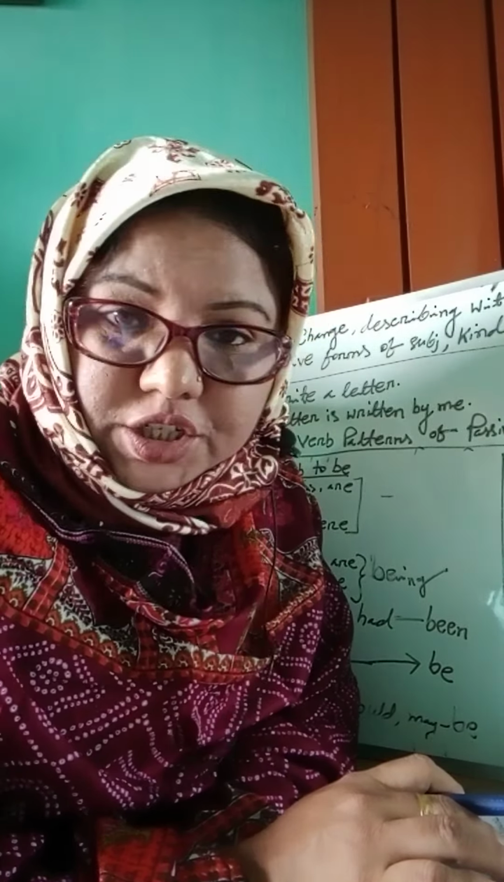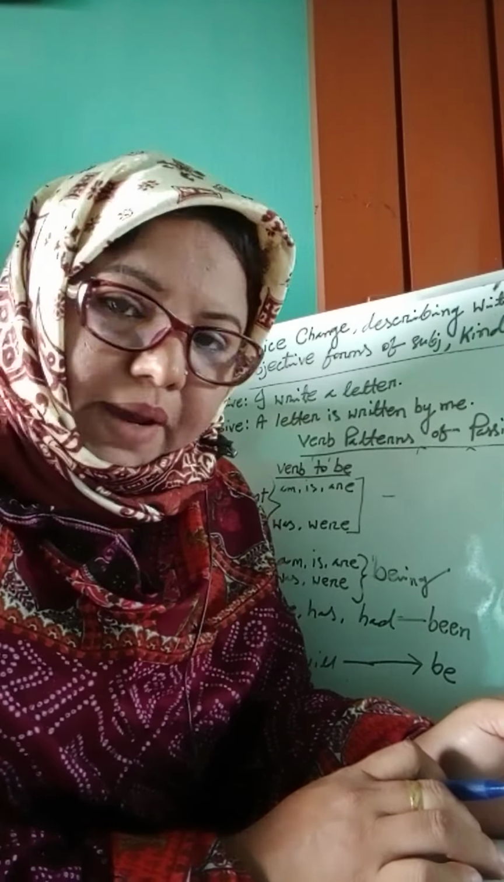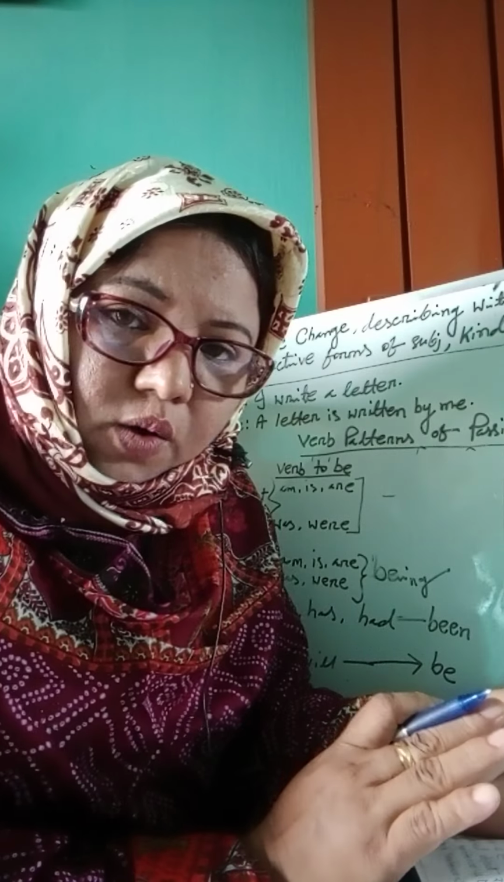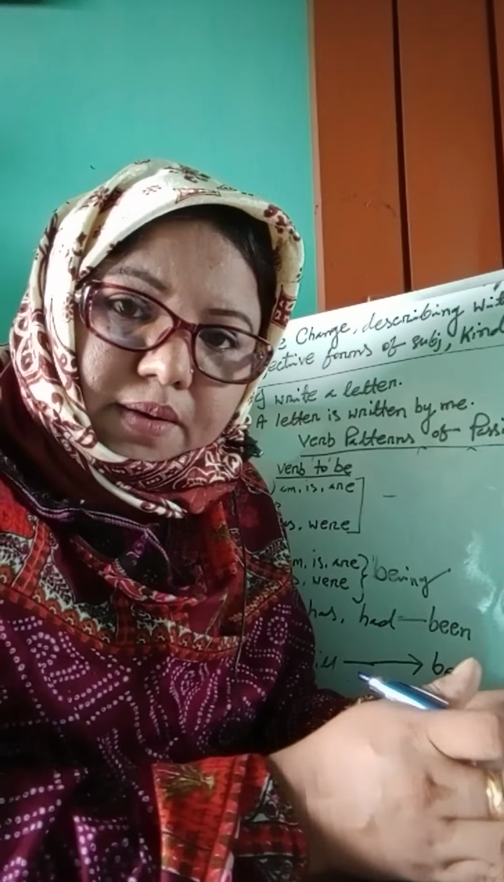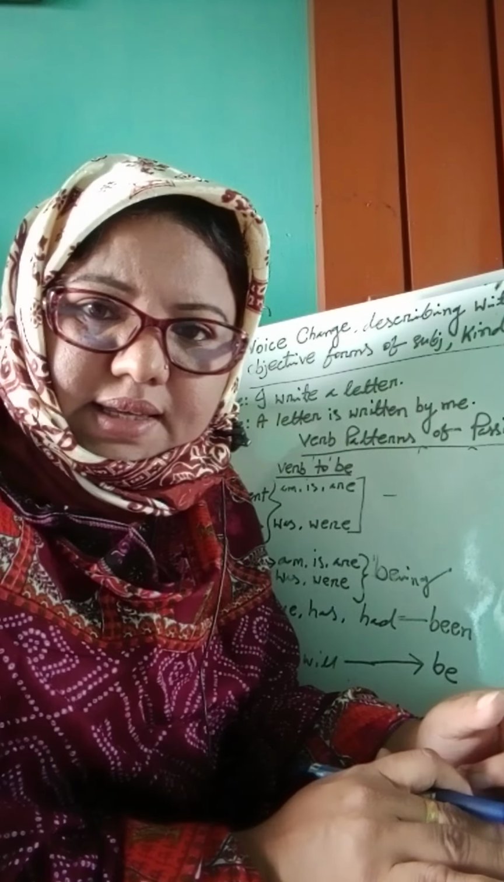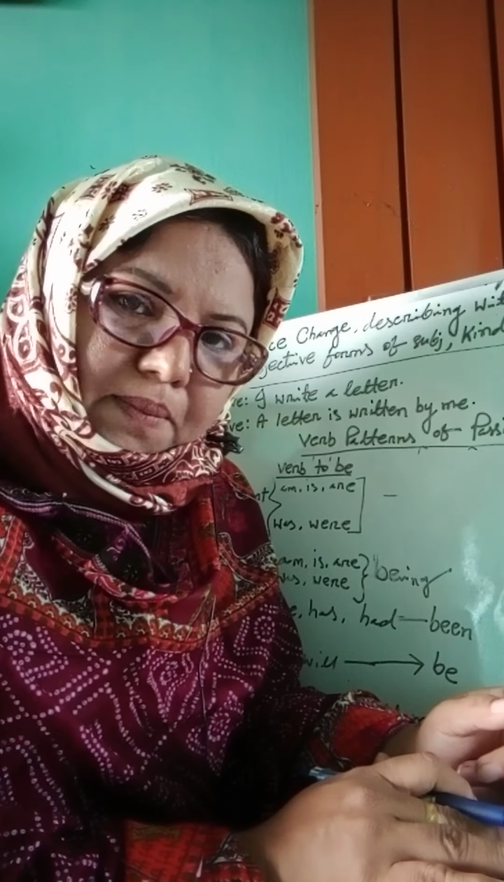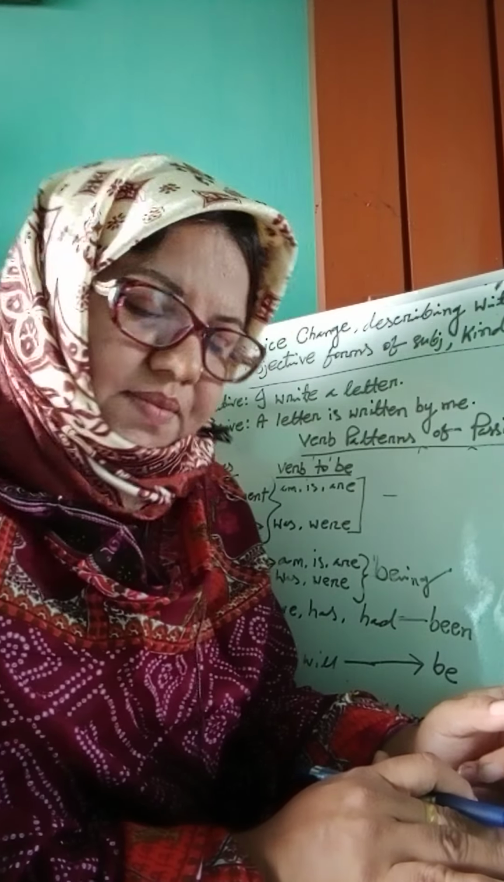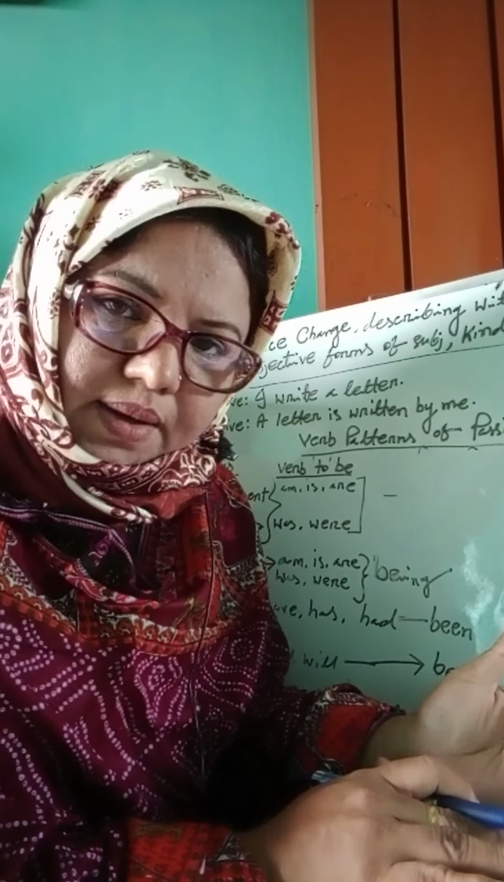If the sentence is in simple past tense, then we need was or were before the main verb in passive voice. For example, if it is I wrote a letter, then it will be, A letter was written by me. And if the subject is plural then it will be were.